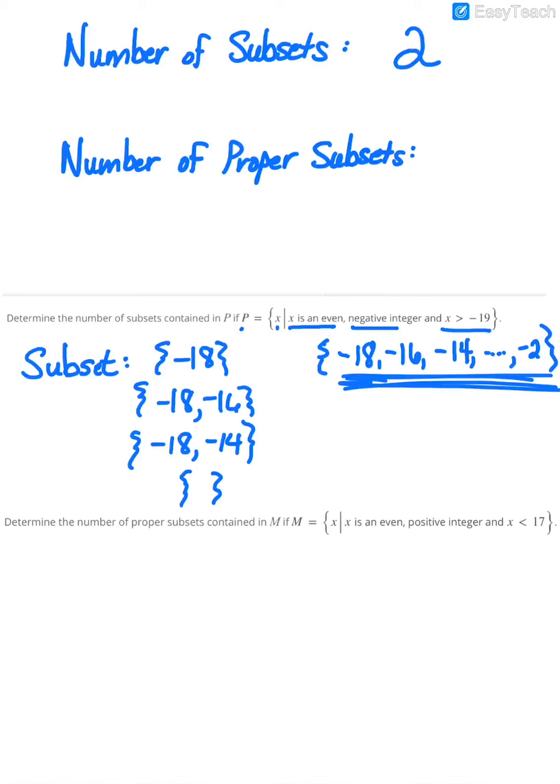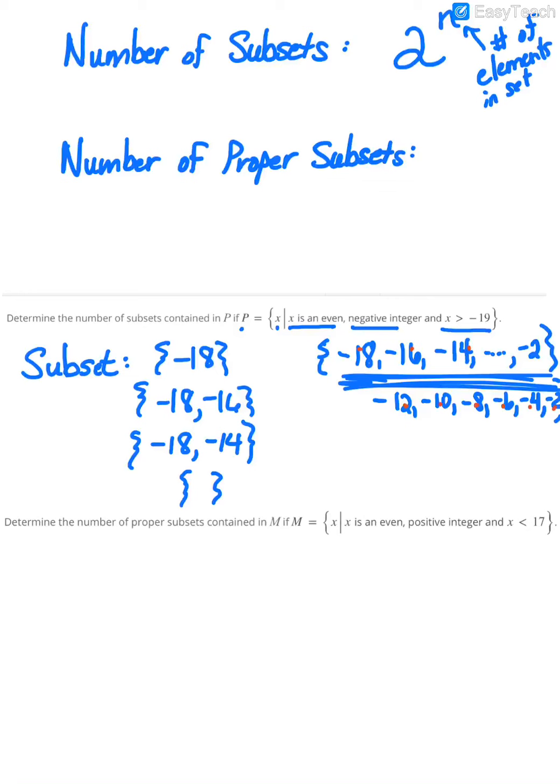So the formula for number of subsets is you take 2 and you raise it to the power of n, where n is your number of elements in your set. So you have to know how many elements are in your set. In this particular case, I should have listed them all, so let me finish listing them. So we had negative 12, negative 10, negative 8, negative 6, negative 4, and negative 2. All right, if I count those, we have 1, 2, 3, 4, 5, 6, 7, 8, 9 different elements in the set.